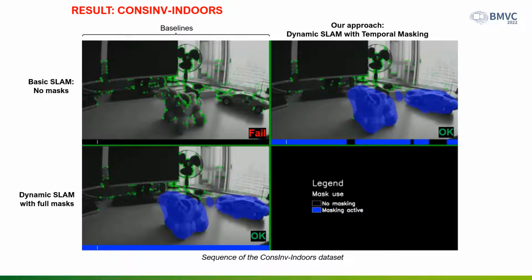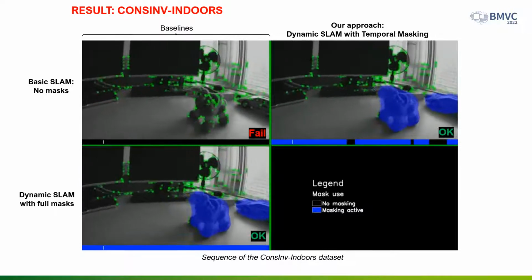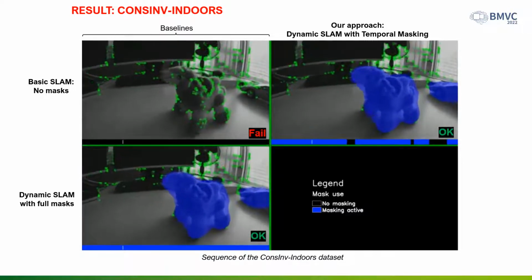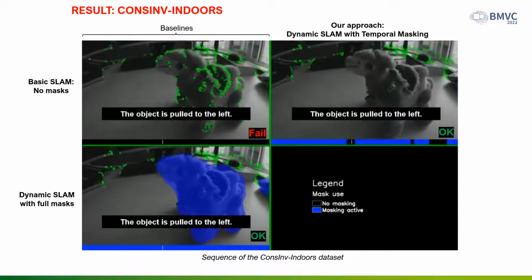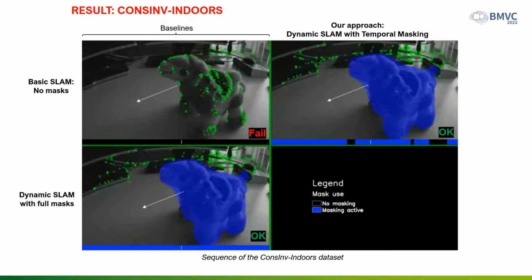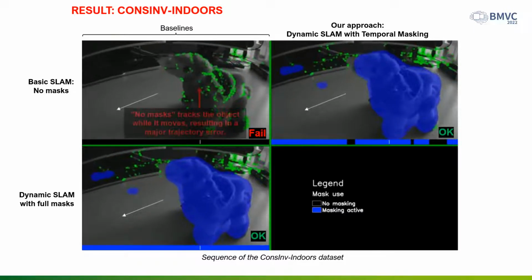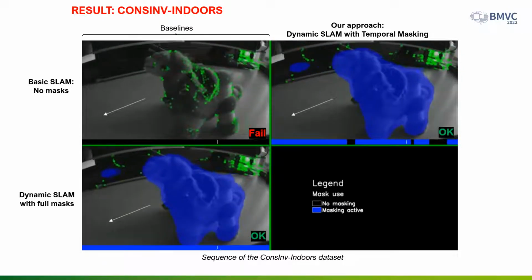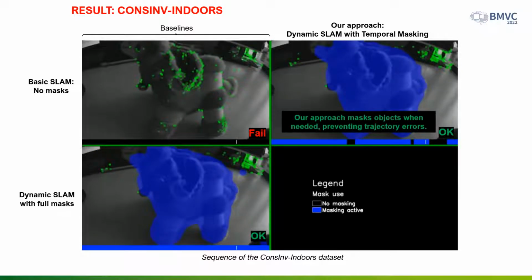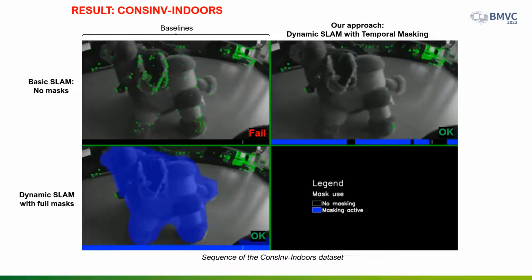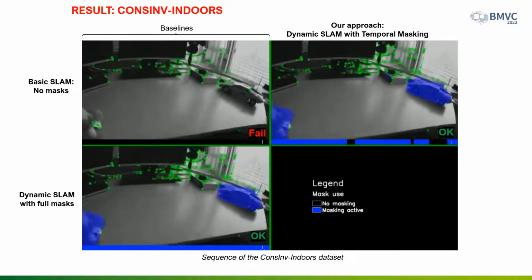We have one last example on an indoor sequence of our dataset. Here the object is pulled to the left, and we can see that there are many points that appear on the object if it's not masked, meaning that the basic SLAM does not work at all. On the other hand, the full masking and our own approach mask the object when it's moving, so it will prevent any kind of drifting and achieve good performance.